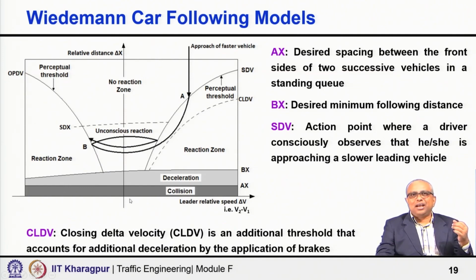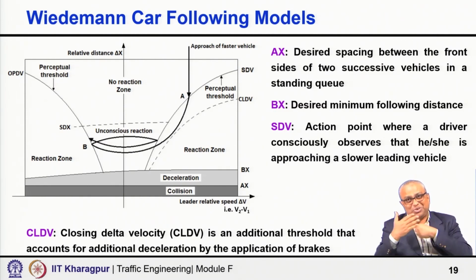Now, what is then Ax? Ax is the value of the relative distance, a threshold value below which collision may happen. It is the desired spacing between the fronts of two successive vehicles in a standing queue. Even in a standing queue, what gap, what spacing do you expect? If the relative distance is going to fall below that, then collision may happen.